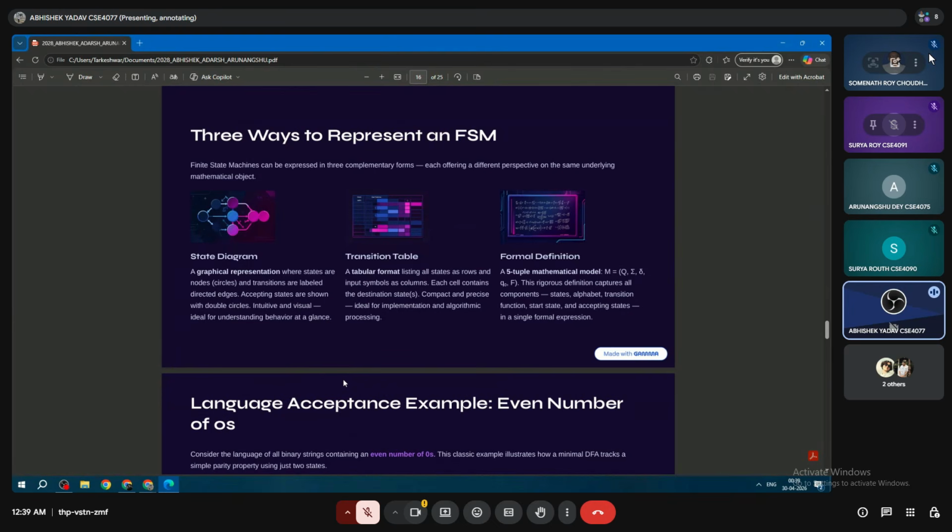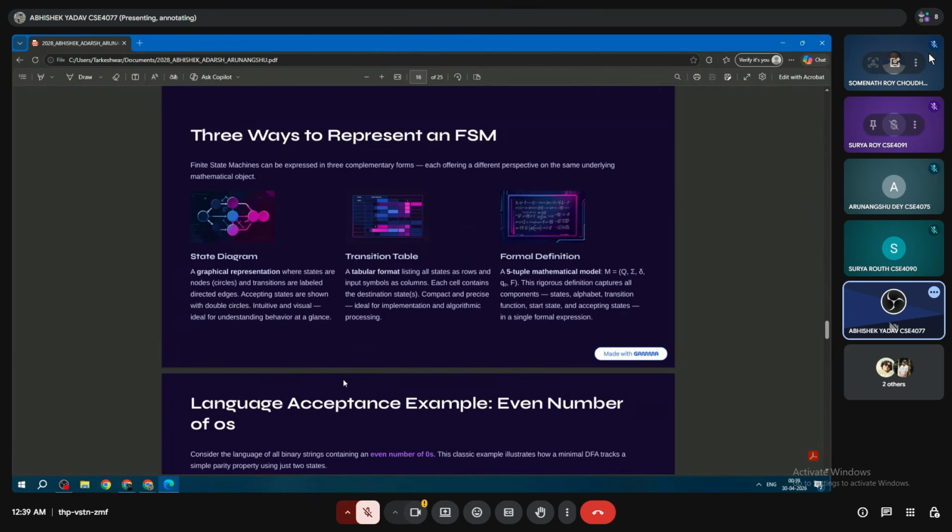Then we have the transition table, a tabular format listing all states as rows and input symbols as columns. Each cell contains the destination state, compact and precise, ideal for implementation and algorithmic processing. Then we have the formal definition, a five-tuple mathematical model like Q, sigma, delta, Q naught, F. This rigorous definition captures all components, like states, alphabet, transition function, start state, and accepting states.